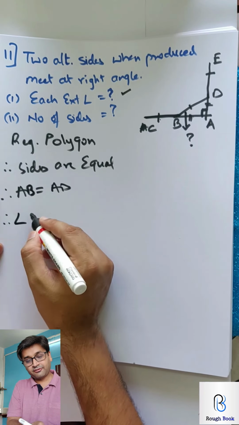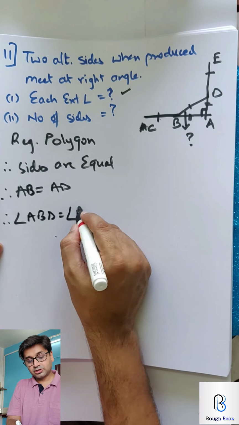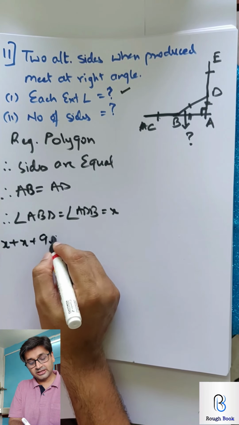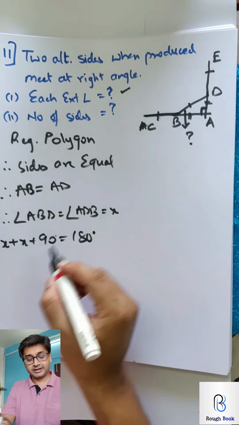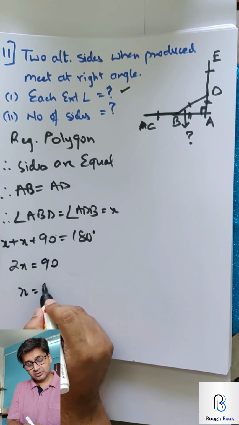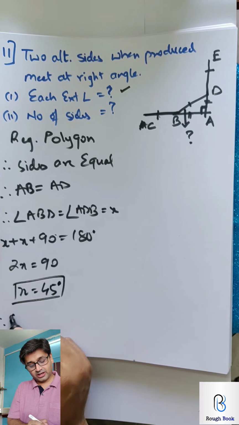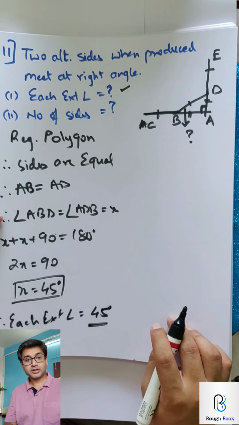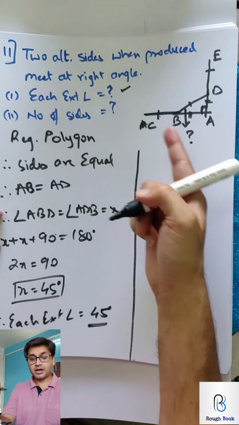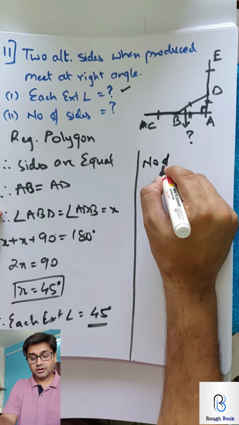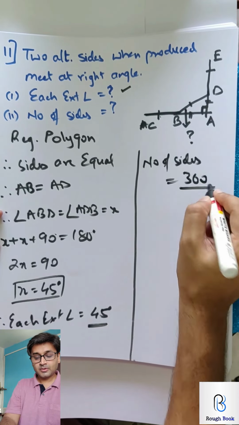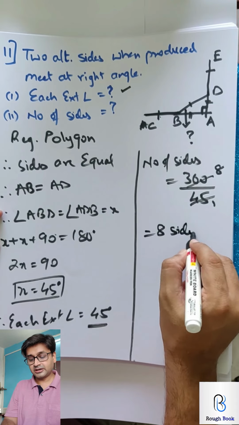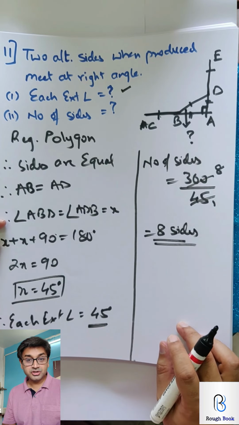Directly say that. Therefore angle ABD equals angle ADB equals x. And then you directly say x plus x plus 90 equals 180. This is 90. So I will get 2x as 90. So x as 45. And therefore I can say each exterior angle equals 45. Clear? So we got each exterior angle. Now how will I get number of sides? So I will say number of sides directly 360 upon each exterior angle. So 1s are 8s are. So how many sides do you get? 8 sides. Did you enjoy?